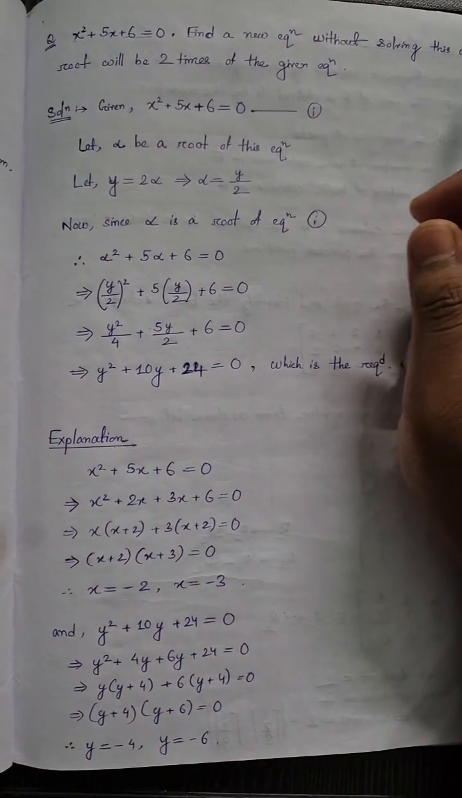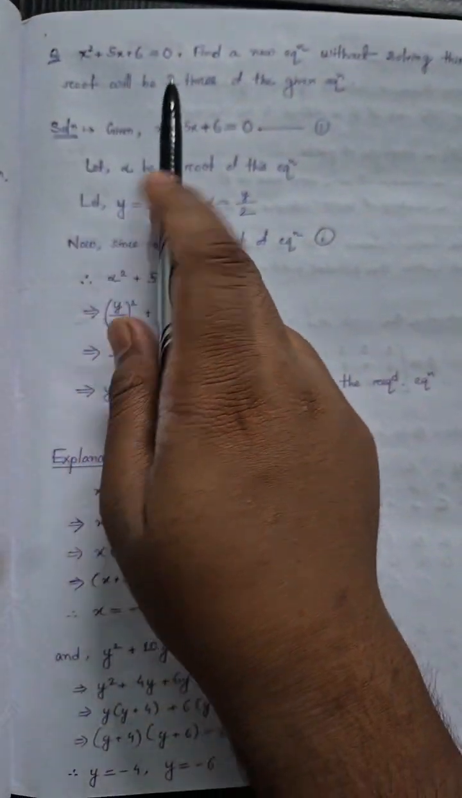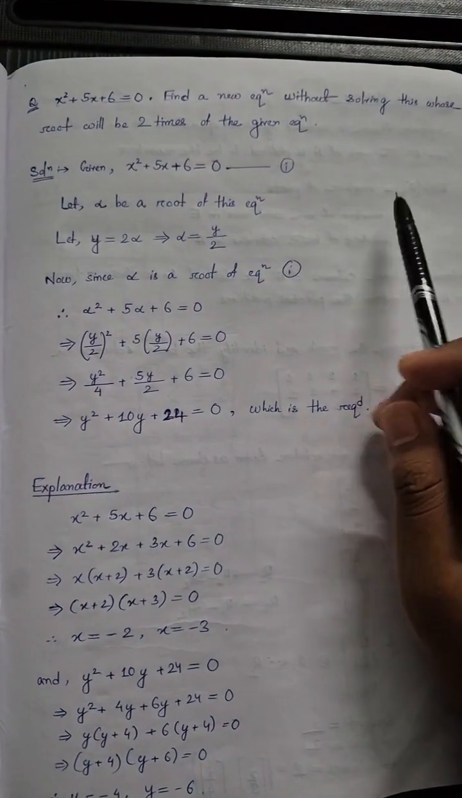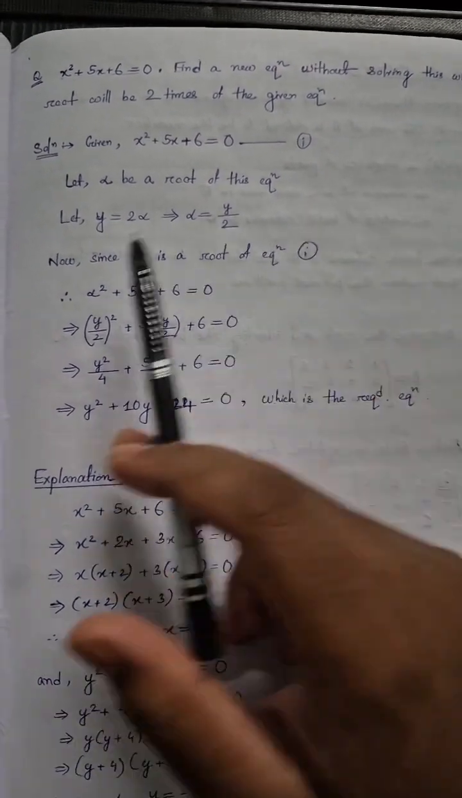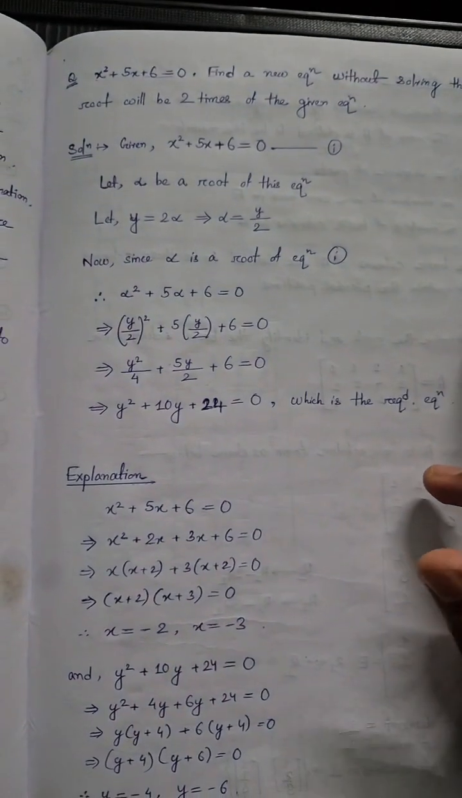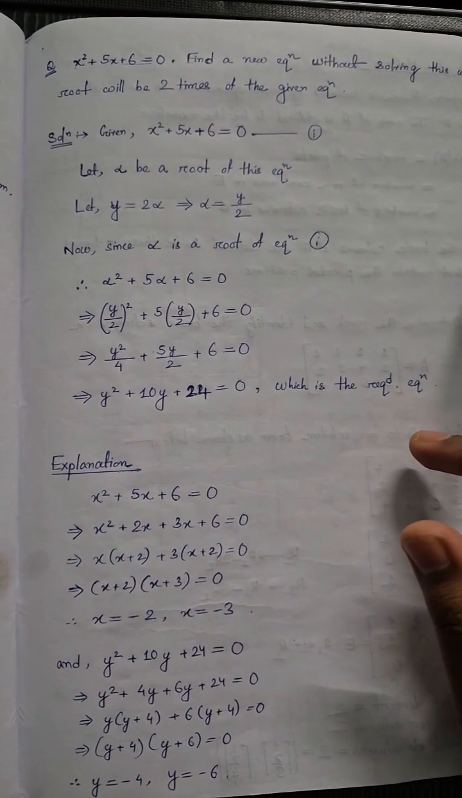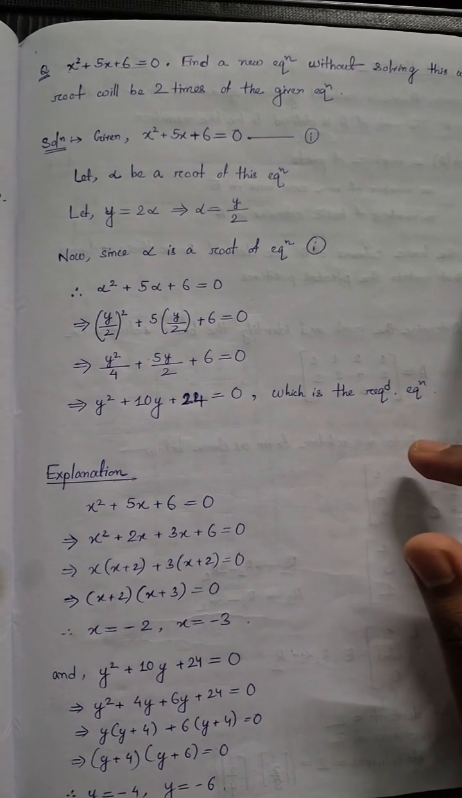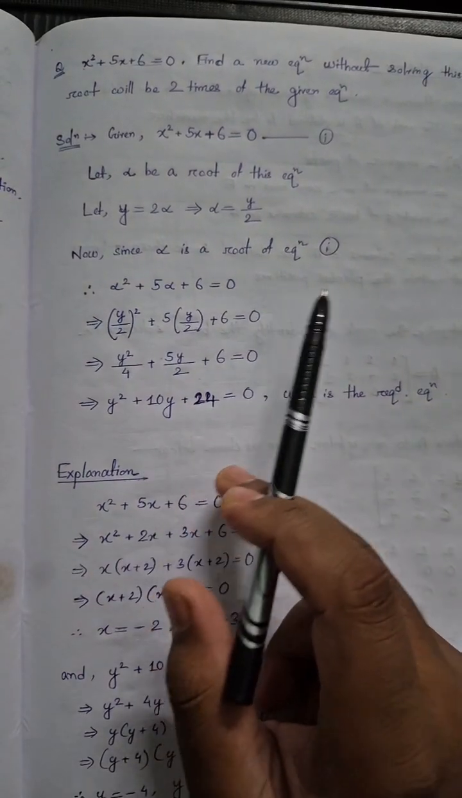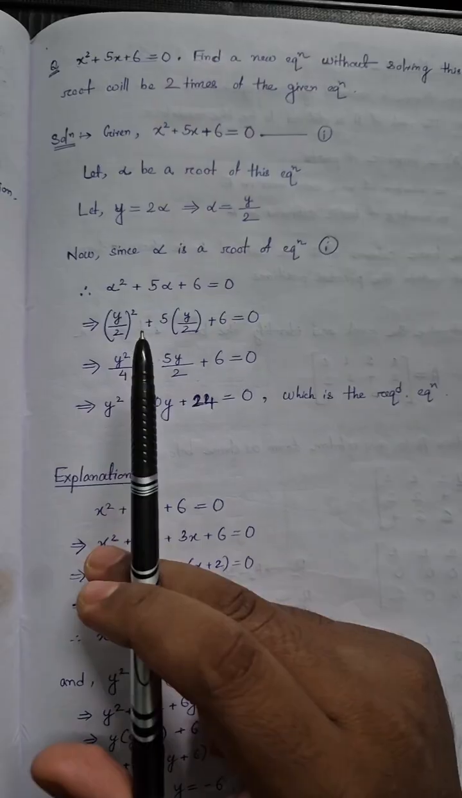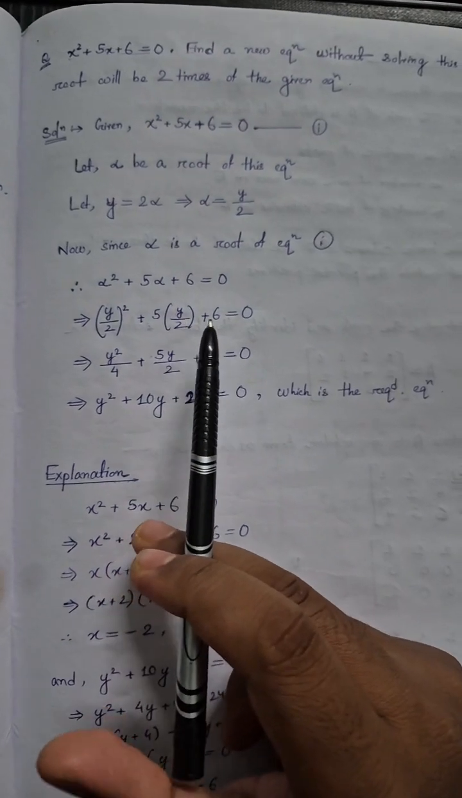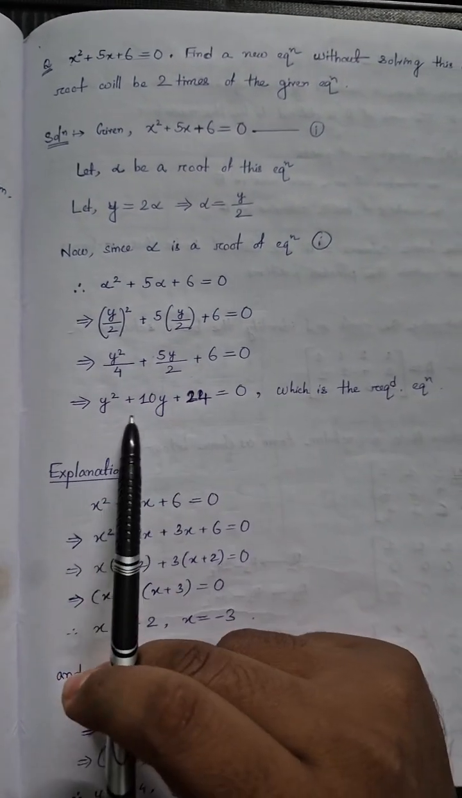Our next method is transformation of equations. In these questions, we are given an equation and we have to find a new equation whose roots will be 2 times the roots of the given equation. So let us assume alpha be a root of this equation, and then according to the question we assume y equal to 2 alpha. Since alpha is a root of this equation, we substitute the value of alpha, that is y by 2 whole square plus 5 into y by 2 plus 6 equal to 0. Then by solving this, we got our required solution.